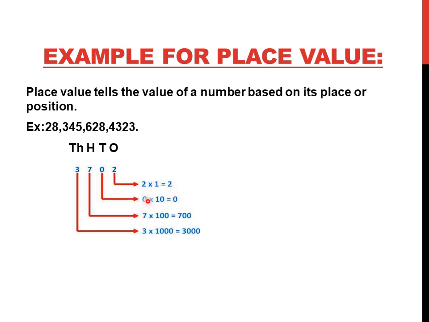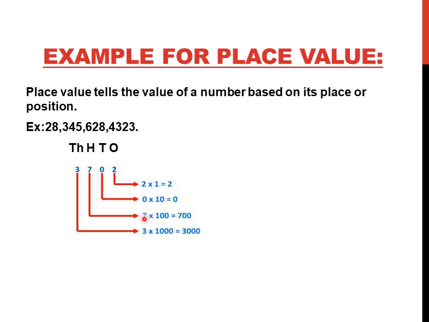Here 0. 0 is in which place? Tens place, so number 10. When you multiply any number with 0, the answer is 0. So 0 into 10 equals 0. Here we have 7. 7 is in which place? Hundreds place. 7 into 100 is 700.